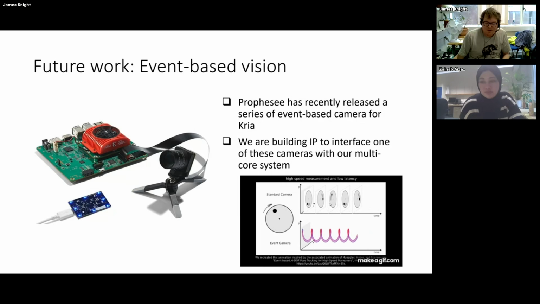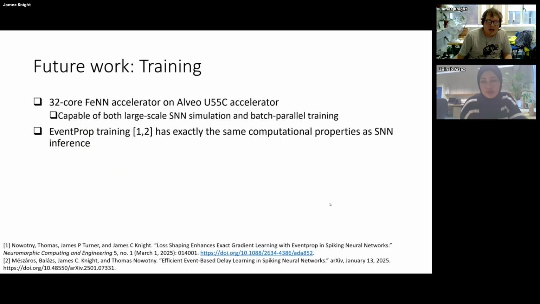And it's also good in low dynamic light scenarios. So we're building an IP to interface with one of these. This is one of the things we're really interested in. We're also interested in building a larger accelerator for training.